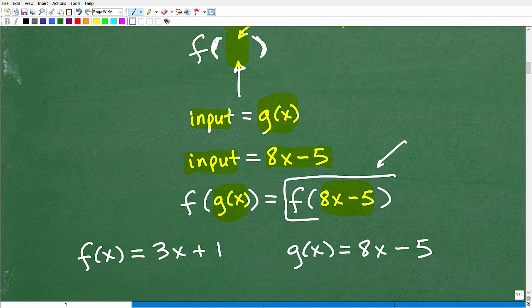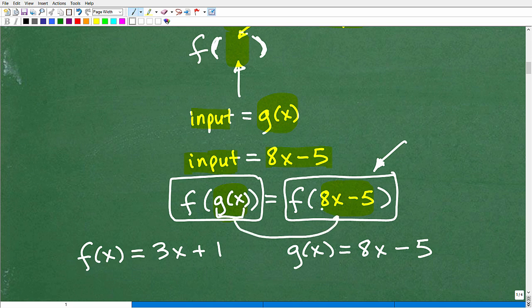Okay, if I want to find f of g of x, I don't write it this way. I write it this way, but they mean the same thing. Algebraically, I can't really do anything with this g of x. I need some variables. I can't compute anything. I need this version of it. But I want you to understand these two things mean the same thing. So in f of g of x, my input value is the g of x function, which is the same thing as 8x minus 5.